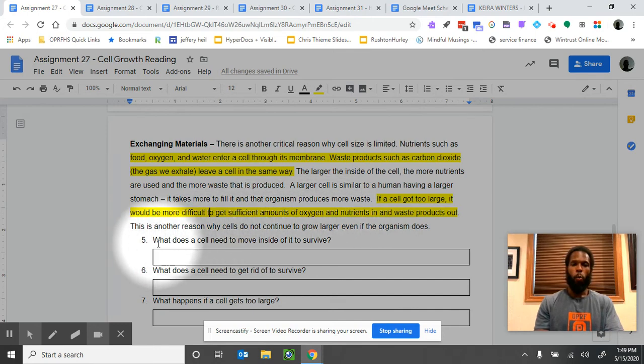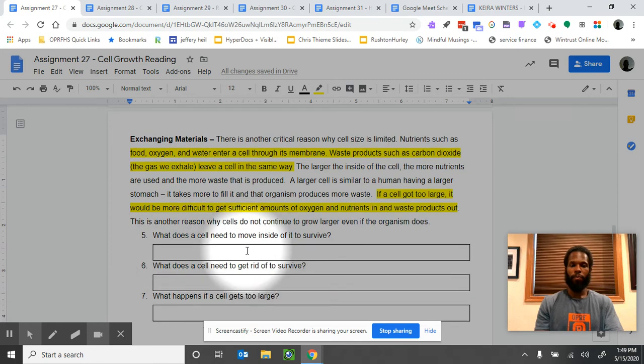Question 5. What does a cell need to move inside of it to survive? Well, we saw nutrients such as food, oxygen, and water must get into the cell. So question 5, we need food, oxygen, and water. Question 6, what does the cell need to get rid of? Waste products, things we throw away, such as carbon dioxide, leave the cell in the same way. So we have to take food in and get stuff out.